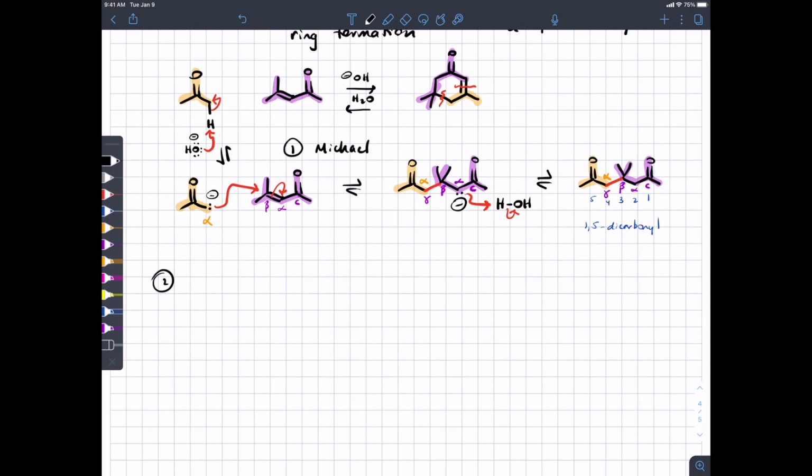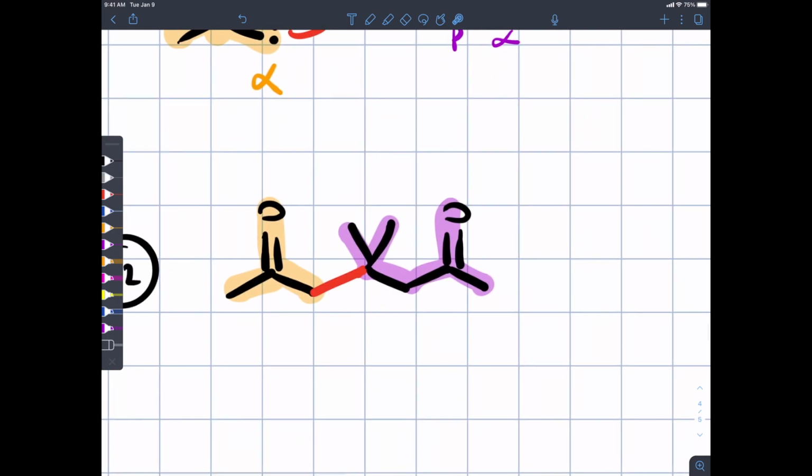Second will be the intramolecular aldol of this alpha beta unsaturated carbonyl compound. Now, this example happens to be lovely because our 1,5-dicarbonyl compound is symmetrical. These two ketones are now identical, so it doesn't actually matter which alpha protons get removed. If we look closely, we'll see we have two different kinds of alpha protons. We have one here and one here.